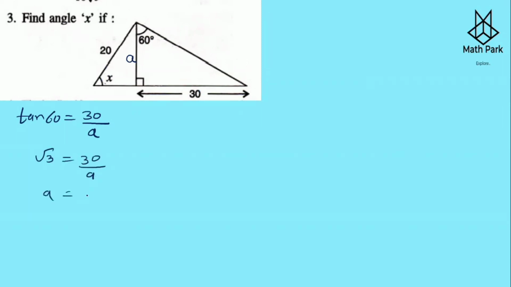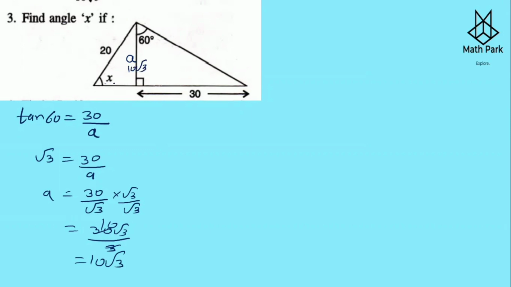So you get A is equal to 30 upon root 3. And if I rationalize it, it becomes root 3 into root 3. If I do it, you get this as 30 root 3 upon 3, and this is 3 tens are, so you get this as 10 root 3. Now you got A as 10 root 3.